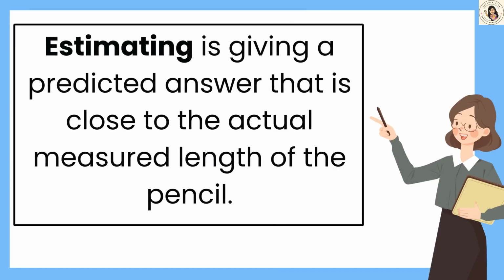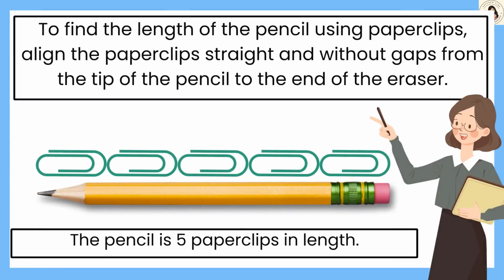Estimating is giving a predicted answer that is close to the actual measured length of the pencil. To find the length of the pencil using paper clips, align the paper clips straight and without gaps from the tip of the pencil to the end of the eraser. The pencil is 5 paper clips in length.